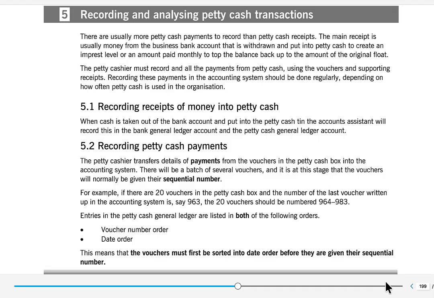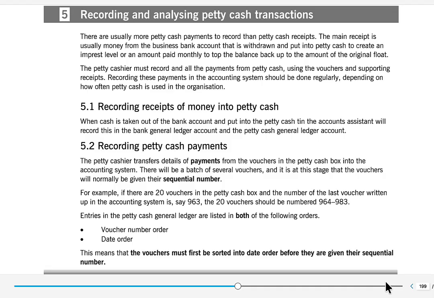Let us imagine a simple example. The business withdraws cash from the bank to create petty cash. Step 1. The business takes cash out of the bank account. Step 2, that cash is placed into the petty cash box. Now we record it. We record it like this: debit petty cash, credit bank. This entry shows the movement clearly. It shows that the bank balance went down. It shows that petty cash went up, and it keeps the accounts balanced.